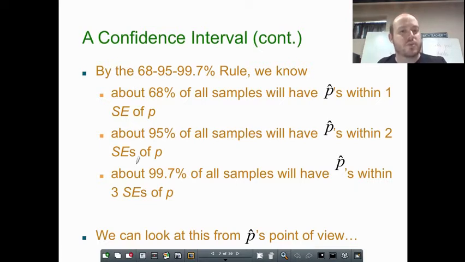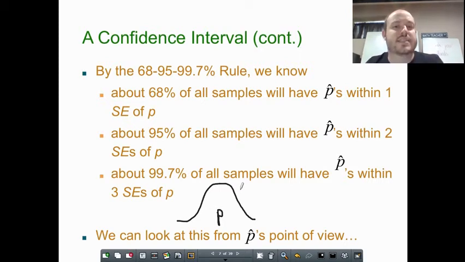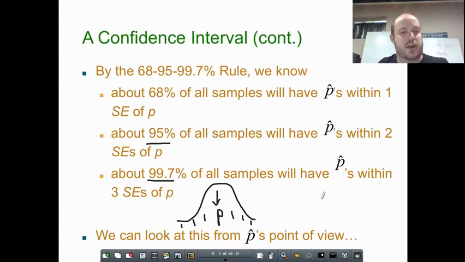So by the rules of our little 68, 95, 99.7 rule, also known as the empirical rule, we knew that if P was in the middle, and we ended up getting a p hat in our sample, then 68% of all samples would have a p hat within one standard deviation of this p. We knew that 95% would be within two standard deviations, and about 99.7% would be within three standard deviations. Now, we don't have p. This is what we're trying to find.